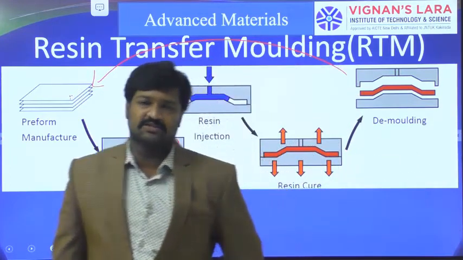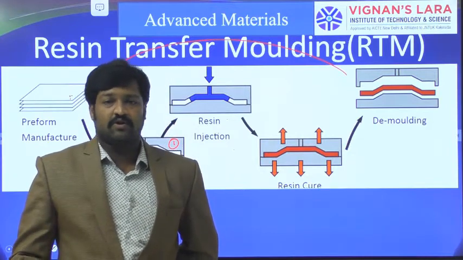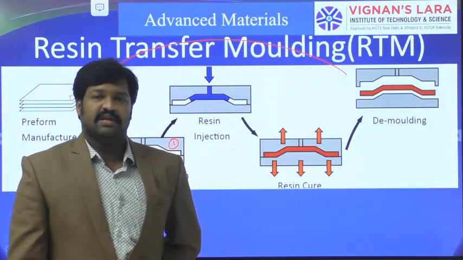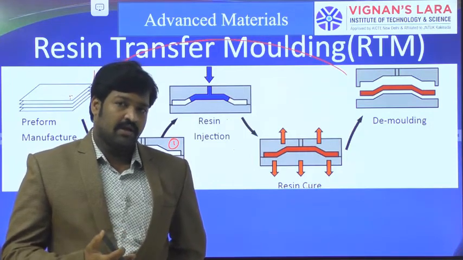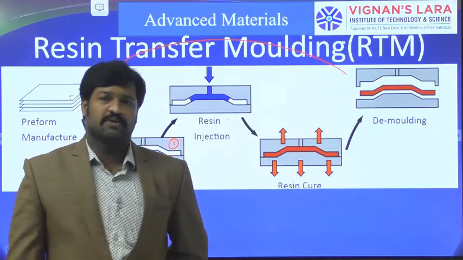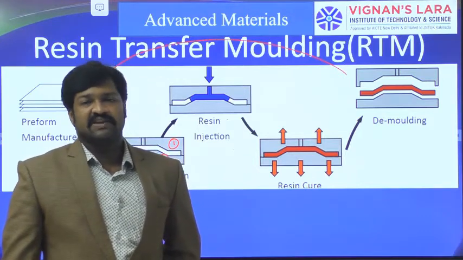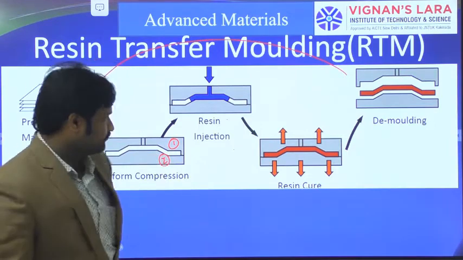So this method is suitable. Closed dies are suitable if we are going for mass production. If the component manufacturing is high, the number of components is to be high, then only we will go for this closed molding process. Why? Because the cost of the tooling is high in these closed mold processes.